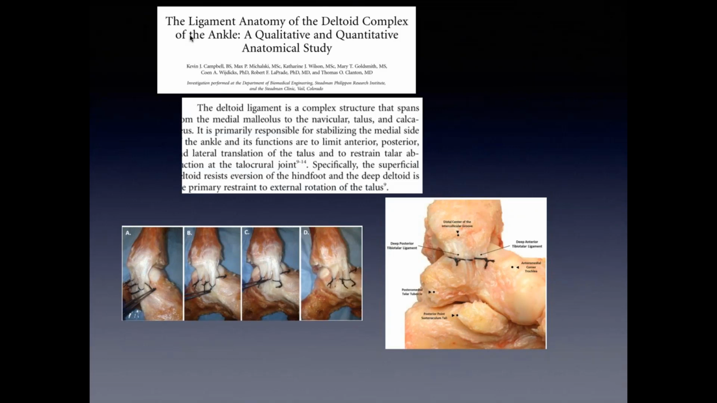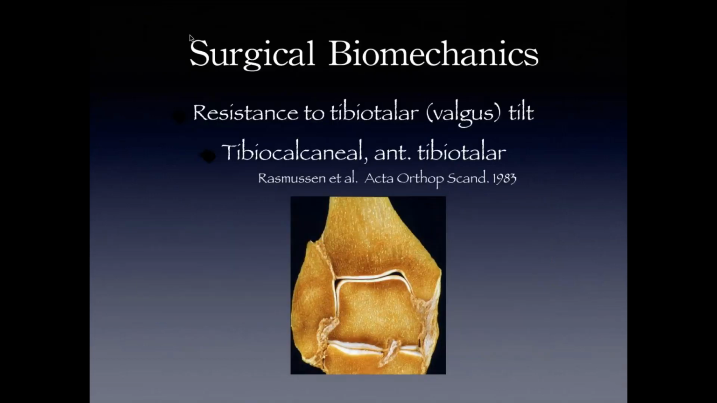And what I want to show here is we're going to go through a little bit more of the anatomy, but what they showed is what does the superficial and the deep deltoid do? And I want to read this to you, that specifically the superficial deltoid resists eversion of the hindfoot, and the deep deltoid is primarily restrained to external rotation of the talus. So it's really interesting. But to repair it, we must repair both the superficial and the deep. So again, understanding the surgical biomechanics coupled with the anatomy is paramount to understanding how to repair it.